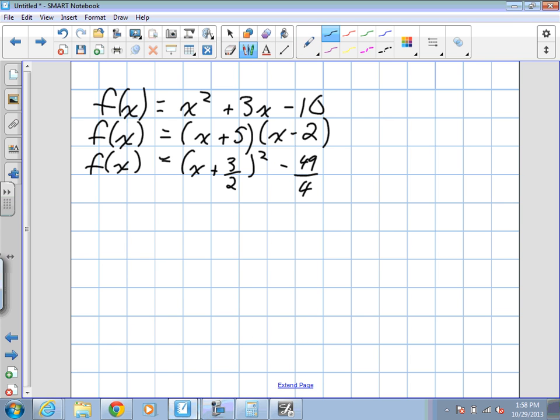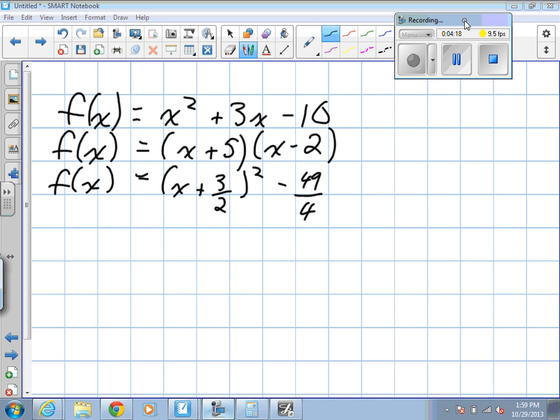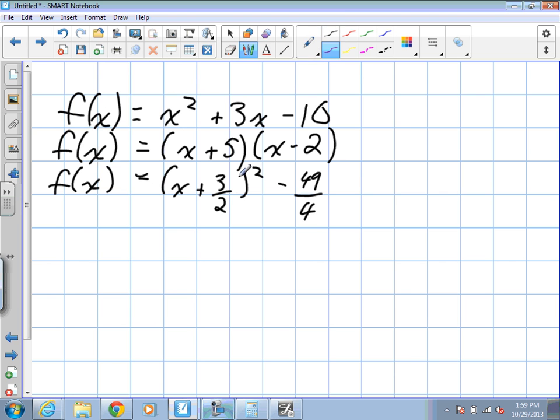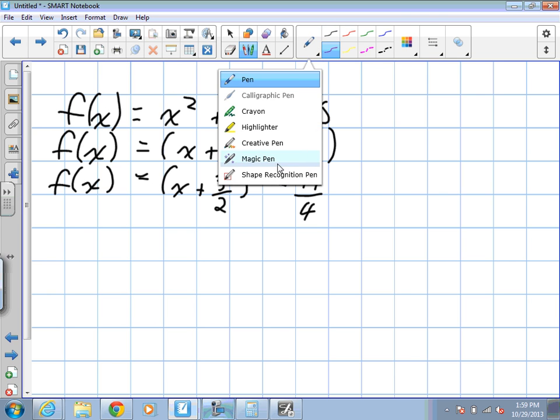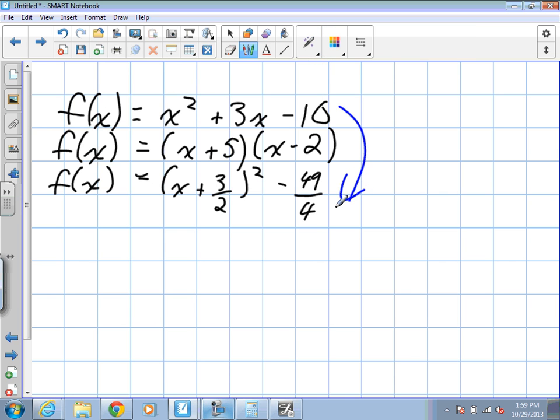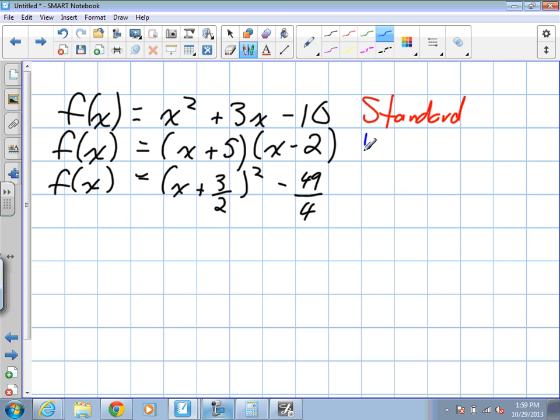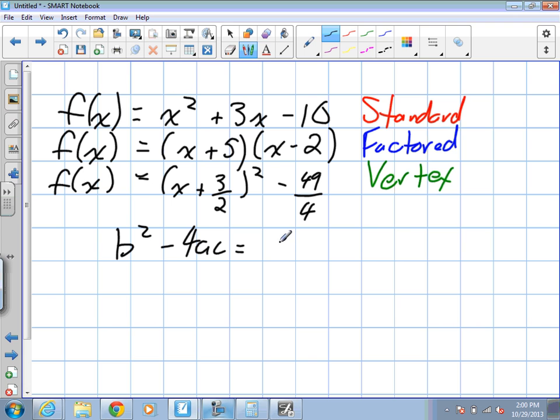So we have 3 forms of the same quadratic. I'm pretty sure I completed the square properly here, but I'll double check it. The 3 forms we have are standard, factored, and vertex form. Now remember, the discriminant, our b squared minus 4ac, helps us find what? The number of roots, right? The number of x-intercepts.